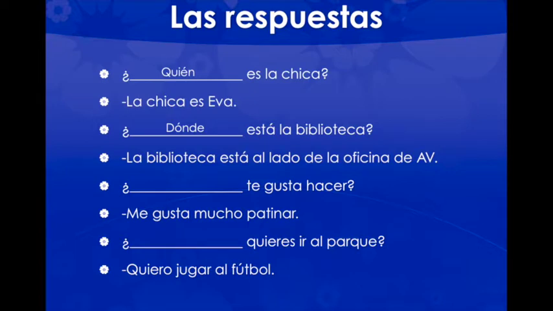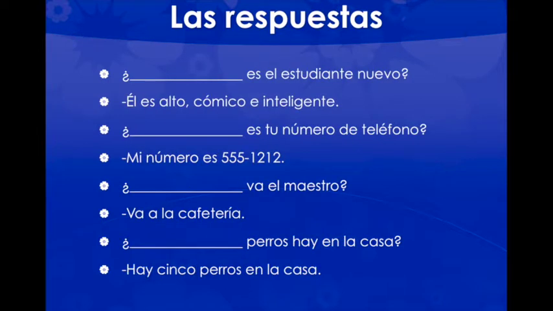If the answer is I like to skate a lot, the question is what do you like to do? ¿Qué te gusta hacer? If the answer is I want to play soccer, quiero jugar al fútbol, the question is why do you want to go to the park? Because I want to play soccer. ¿Por qué? If the answer is he is tall, funny, and smart, we're going to ask how is the new student? ¿Cómo es el nuevo estudiante? How is the new student?